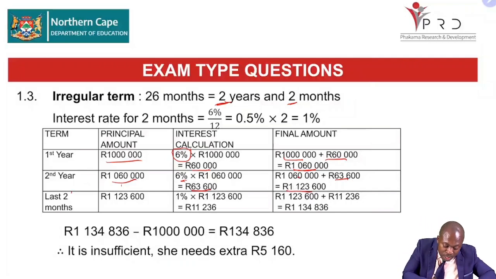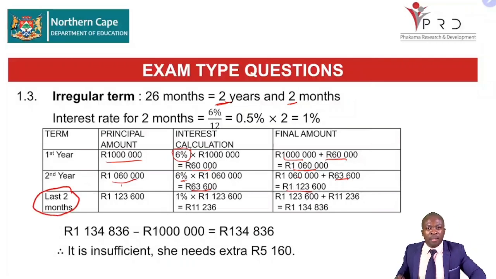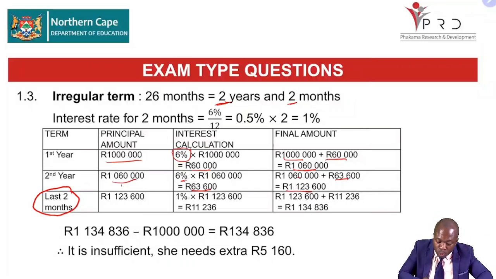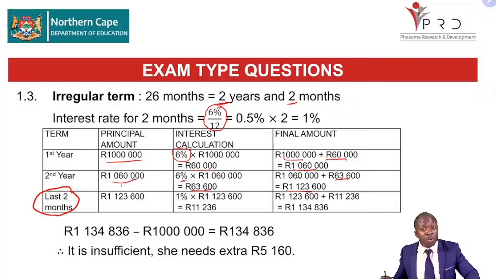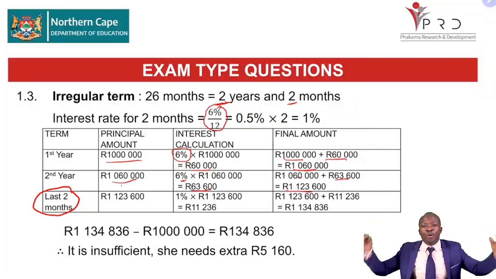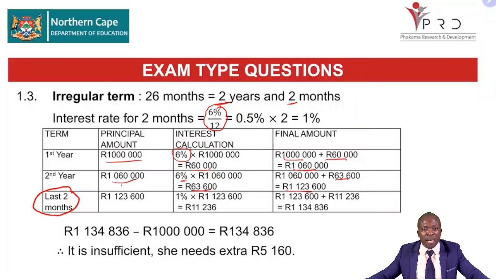Can you see here what I've written? The last 2 months. It's not a full year. It's only 2 months because we have covered year one and year two. So what do you do? You divide your interest rate by 12. Why? Because a year is made up of 12 months. Are we good, my learners?